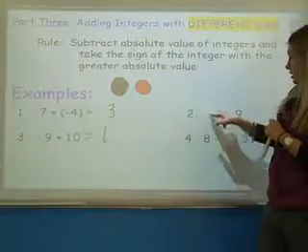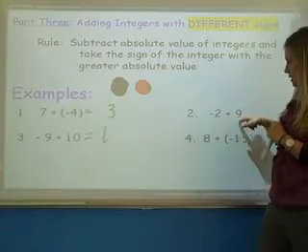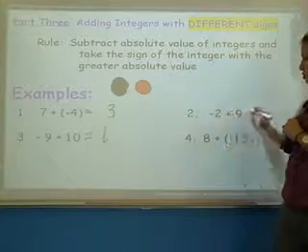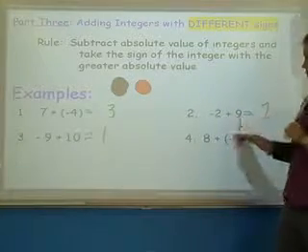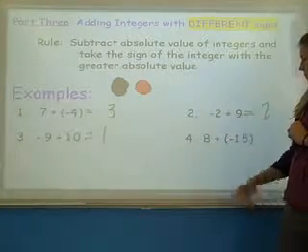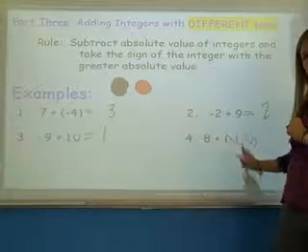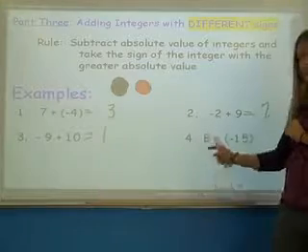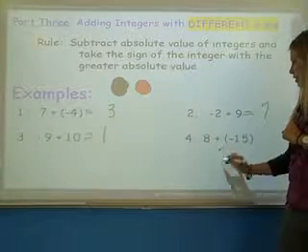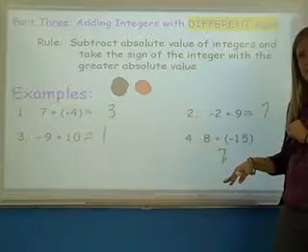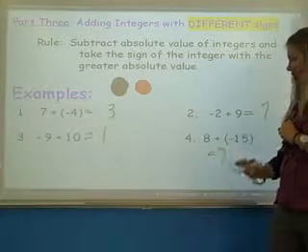Over here, different signs, so I subtract. 9 minus 2, 7. 9 is larger than 2, so my answer is a positive 7 because 9 was positive. Last one. 8 and 15: subtract because they're different signs. 15 take away 8 is 7. Take the sign of the larger. 15 is larger than 8 absolute value-wise, so you take the sign negative.